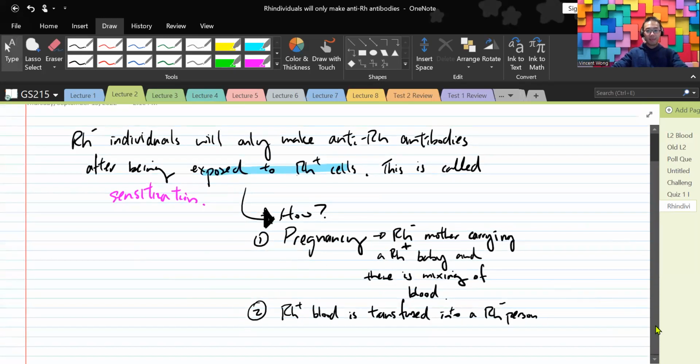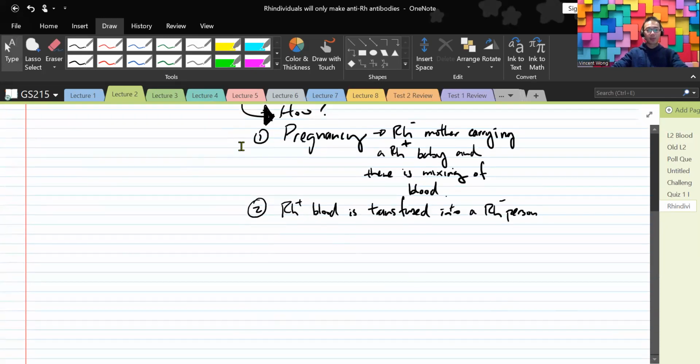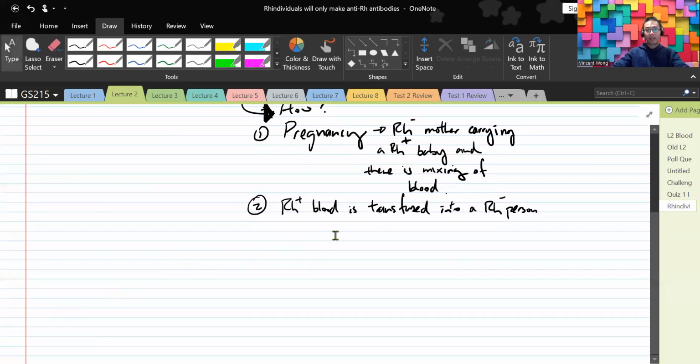Both females and males can get sensitized. But sometimes people get so hung up on the pregnancy idea that they think men cannot get sensitized, but men can get sensitized through transfusion. So can women, so can anyone, basically. If you're negative and you get transfused with positive blood, you are going to be sensitized. Okay, so how does this relate to hemolytic disease of the newborn, HDN?